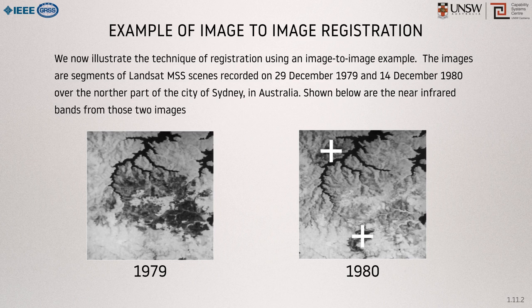scene. There are geometric differences between the images as well, even though they are less evident. It is by registering the 1980 image to the 1979 image that we will remove the geometric differences between them. Had the 1979 image been a map, then that would amount to removing geometric distortion from the 1980 image.